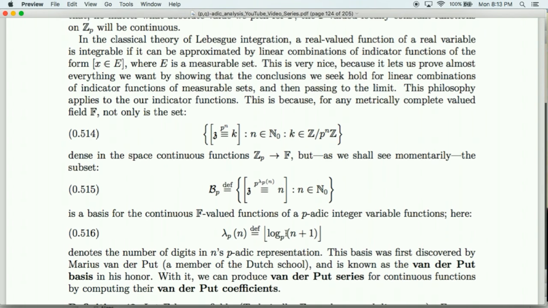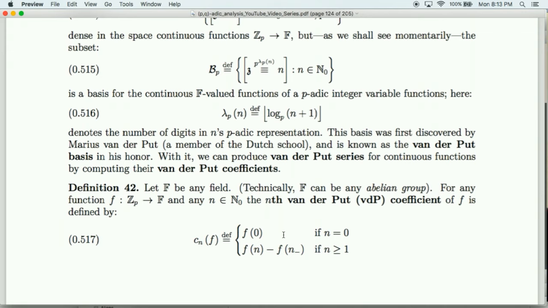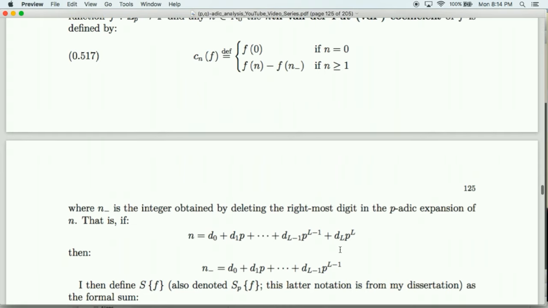With it, we can produce van der Put series for continuous functions by computing their van der Put coefficients. So let F be any field. Technically, F can be any abelian group, but we don't need to do that. For any function f from Z_p to our field, and for any non-negative integer n, the nth van der Put coefficient of f is defined as follows. It's f(0) if n is 0, and if n is not 0, it's f(n) minus f(n minus). To get what n minus is, we take n and first write it as a Hensel series in base p. Then to get from n to n minus, we kill the rightmost digit. Note that this Hensel series representation is unique because d_l here has to be non-zero. So we delete the rightmost non-zero digit, and that gives us n minus.